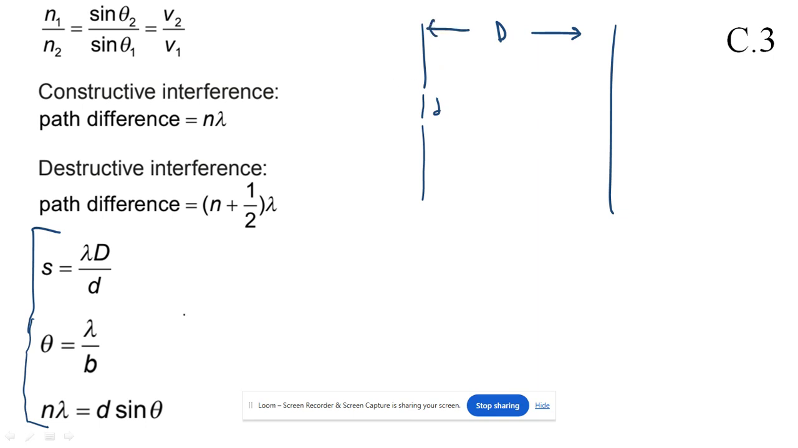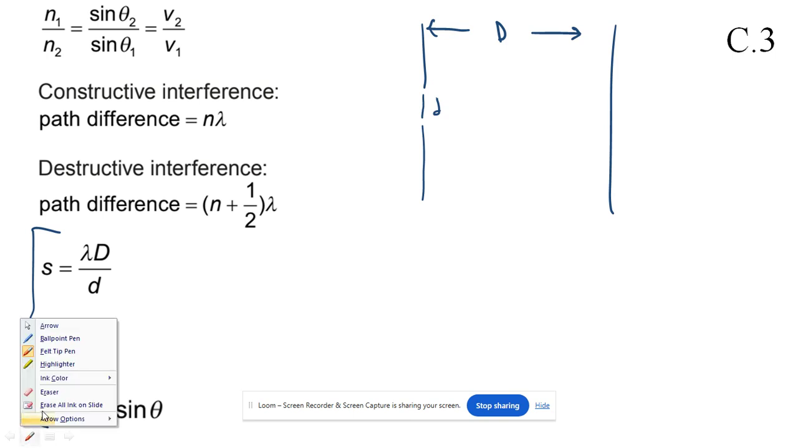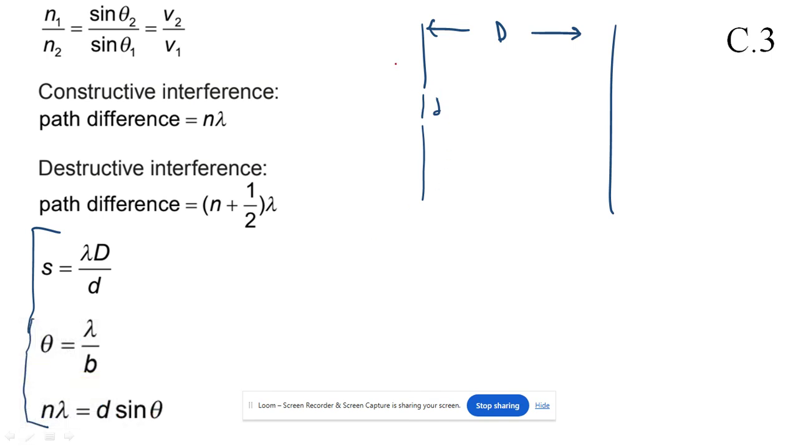Okay, then we have light. Let's change the color here. Okay, we have light coming in. Maybe it's a laser beam, and it's monochromatic, and it's coherent. So this light is coming in like this, right?